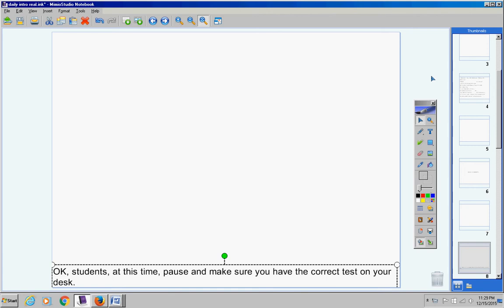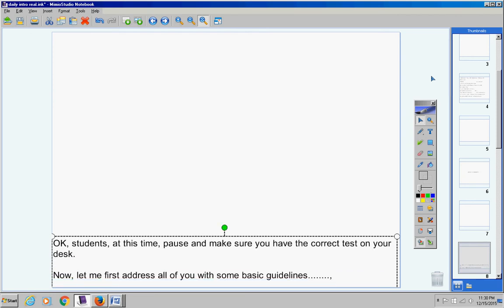If you're in the track 2 class, check your test. It does not say track 2. It does not say track 1. It simply says Geometry Semester Exam. Okay? So students, please check and make sure that you have the correct test on your desk. If you don't, let Mrs. Duke know and she will get you the correct test.